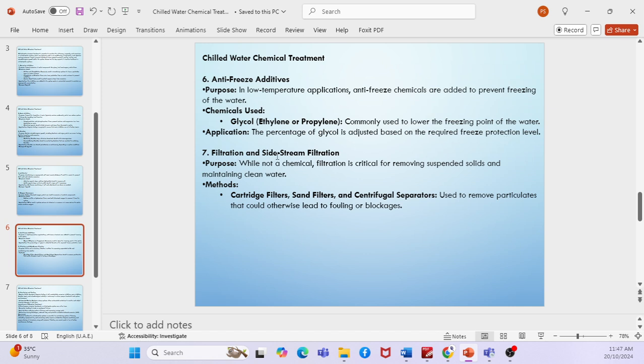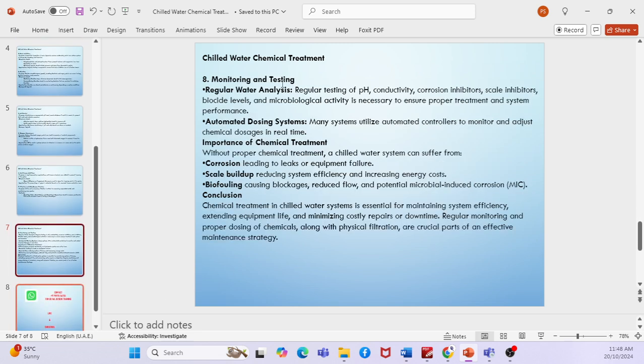Okay, then you have filtration and side stream filtration. This is normally used in cooling tower applications, because there are a lot of solid particles or soil which will enter into the system. While not a chemical, filtration is critical for removing suspended solids and maintaining clean water. The methods use cartridge filters, sand filters and centrifugal separators to remove particles that could otherwise lead to fouling or blockages.